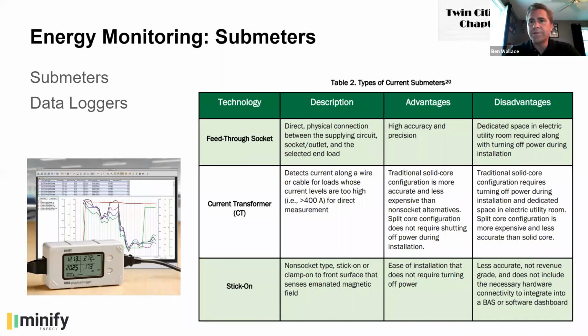Submeters and data loggers can give you both revenue grade or non-revenue grade tracking with different degrees of cost. And then there are kind of stick-on non-revenue grade trackers that may or may not integrate with a building automation system. But it's a good way to start getting plug load level data around equipment draw.